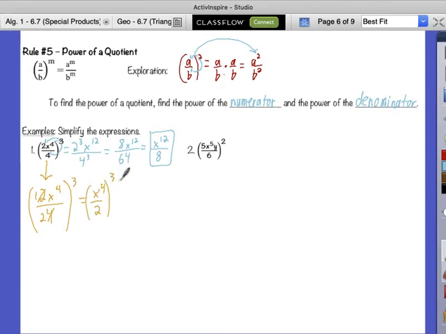Now, when I take this 3 and distribute it into the other exponents, 3 times 4 is still x to the 12th. That didn't change. 3 times this power of 1, the 2 is being raised to, is 2 to the 3rd. So all of a sudden we have x to the 12th over 2 to the 3rd. Now we already covered earlier that 2 to the 3rd is 8. So we end up with x to the 12th over 8.